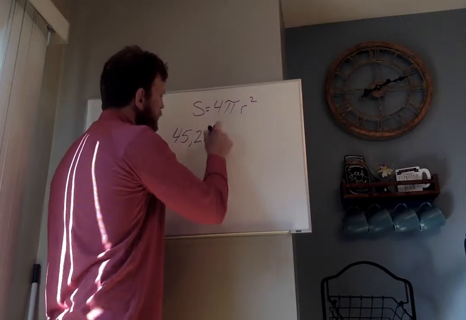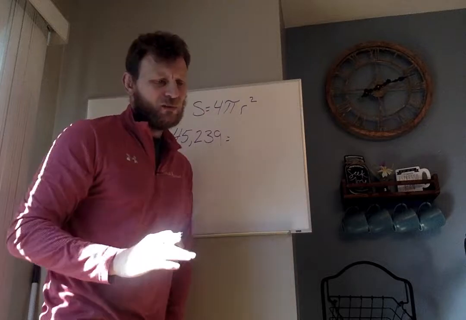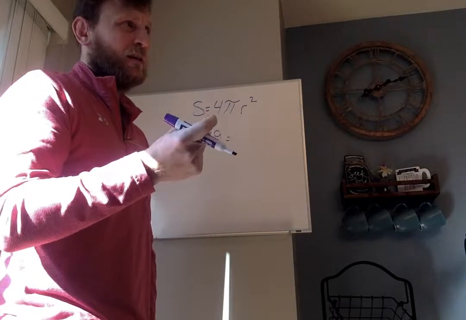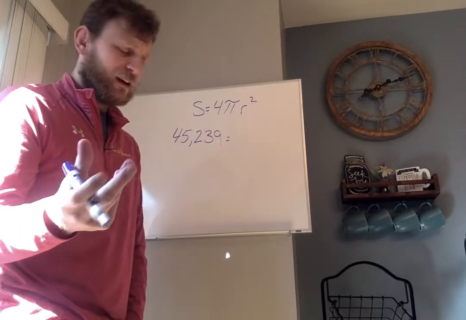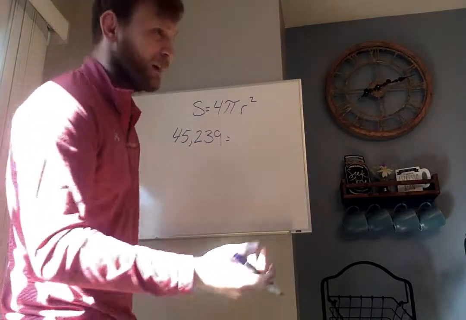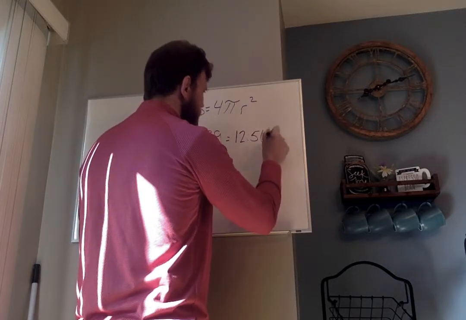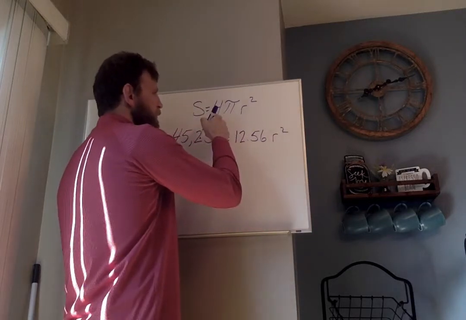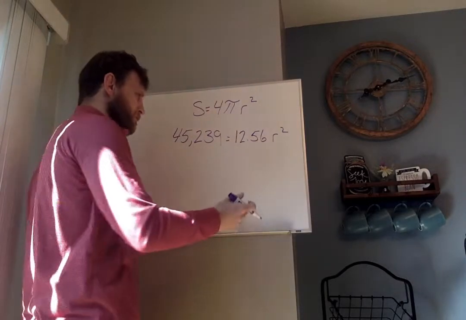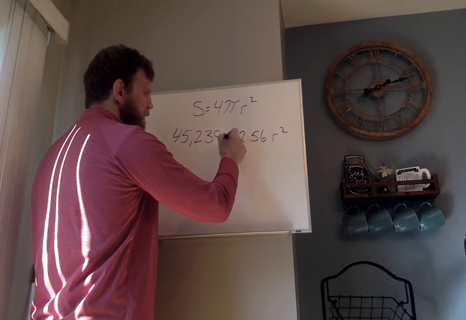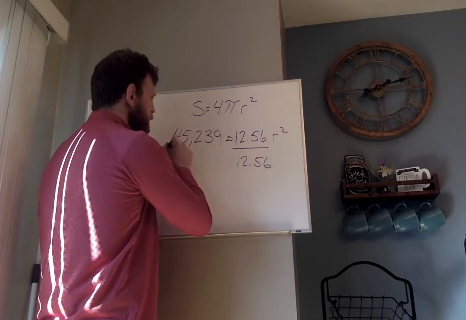45,239 is my surface area. That's S. Now, you can do this one of two ways. You could treat it as 4 and pi, or you could think about it like pi is just a number. So I could do 4 times 3.14, and that is 12.56, I believe. These are approximate, so I'm going to put in those. Now I divide by 12.56.